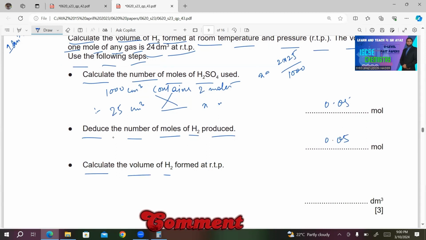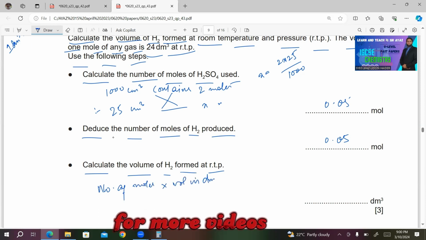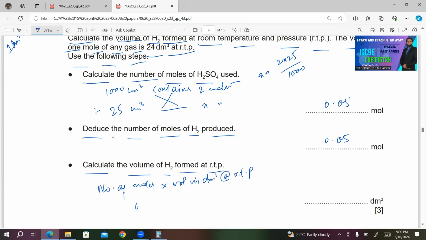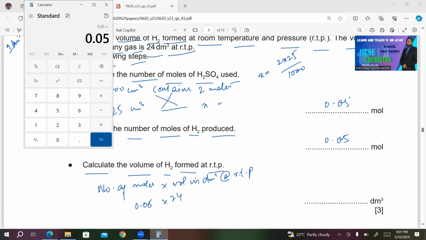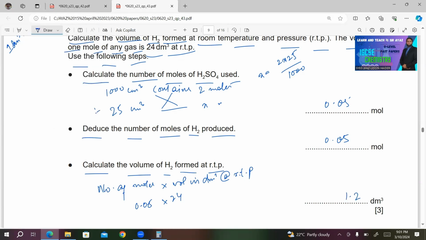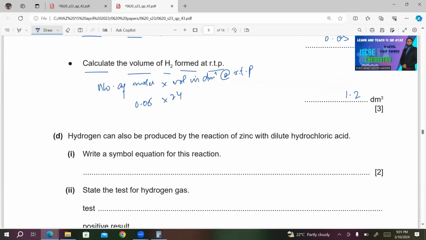Calculate the volume of H2 formed at RTP. Simply multiply number of moles by volume in dm cube at RTP. So you will have 0.05 multiplied by 24, and we'll get 1.2 dm cube of hydrogen gas.